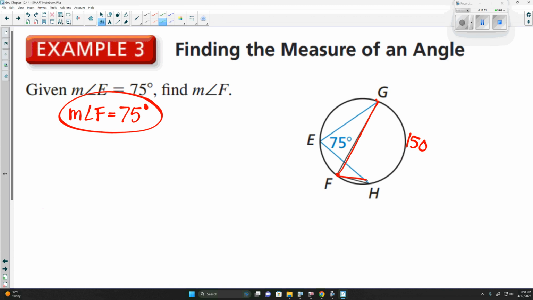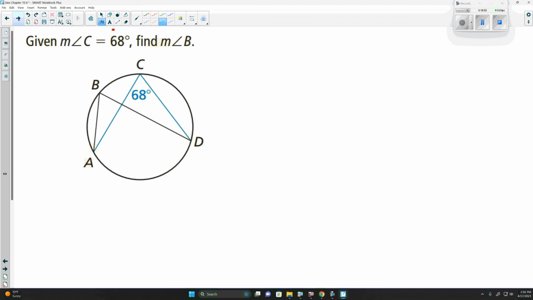Questions on this one here? Do angle C and angle B share the same arc? So what's the measure of angle C? What's the measure of angle B? BC? So they're connecting by this one here. And it would be 136 degrees.